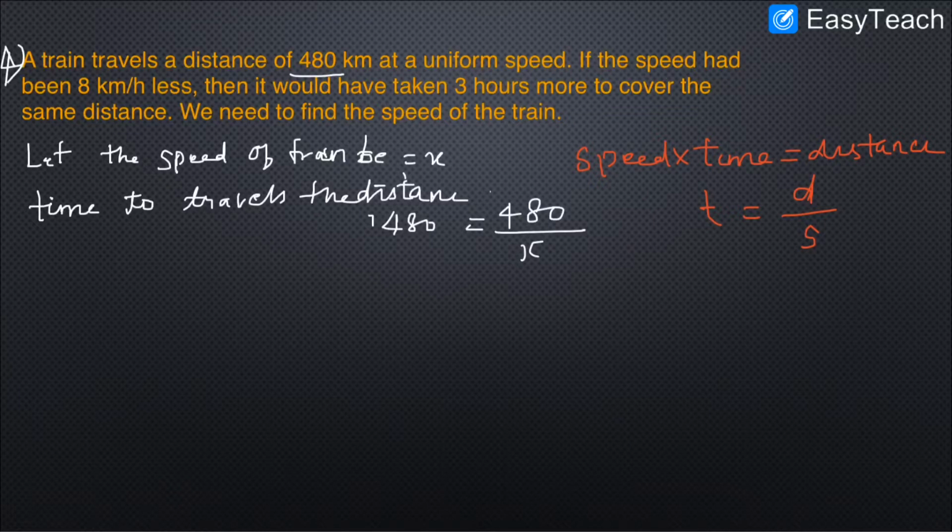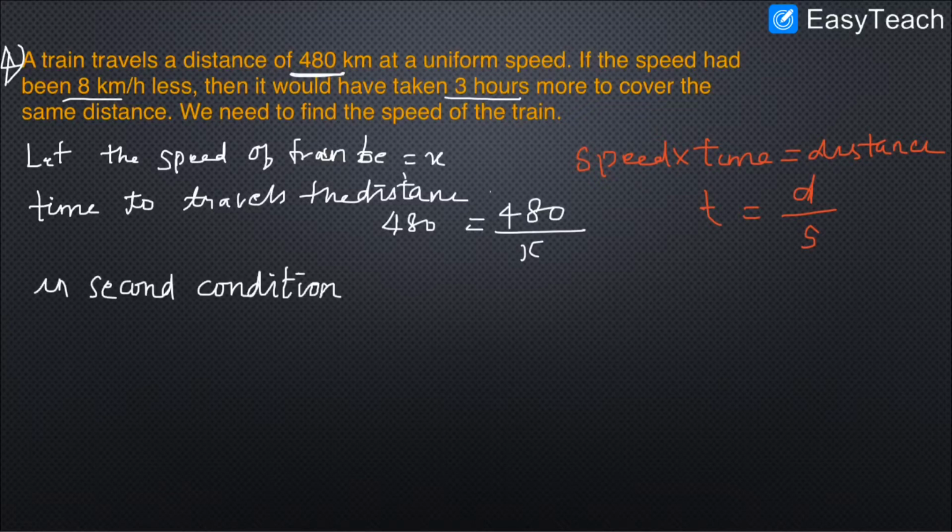If the speed had been 8 km per hour less, then it would have taken 3 hours more to cover the same distance. If the speed reduces, the time taken to reach one particular place will increase. The same concept here. If the speed reduces by 8 km per hour, it will take 3 hours extra to cover the same distance, the 480 kilometers.